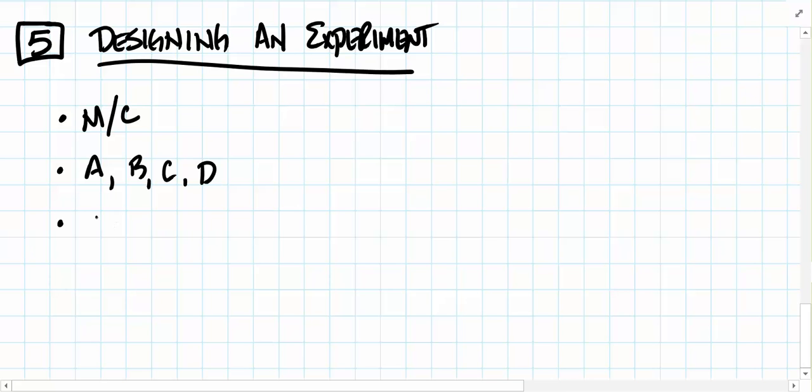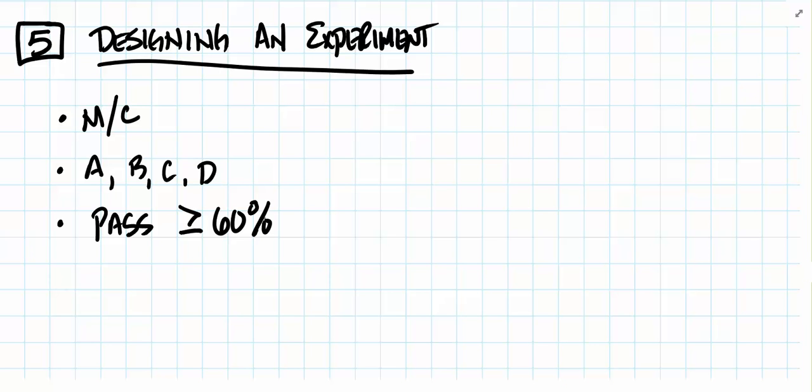If you score greater than or equal to 60%, we're going to say that you passed the test. Now you could bump that up to 70 if you want, or 80 if you want, by making it 60%. If you score 60% or more, you pass the test. And there are a grand total of 10 questions.